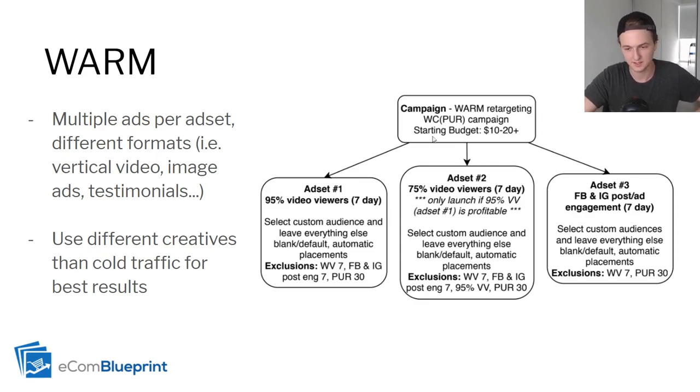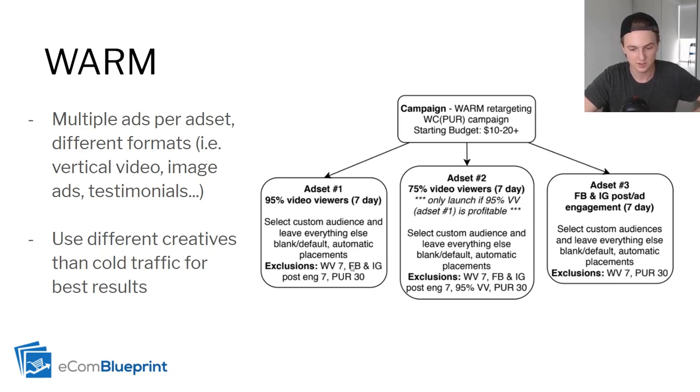Now for the ad sets inside your campaign, there are two important ad sets that you want to have, and then one more that is optional. So the first one is 95% video viewers in the last 7 days. And so you want to select the custom audience for 95% video viewers as your targeting, and leave everything else blank: the age, gender, all of that. You want to leave everything blank. Leave countries and locations blank. And then automatic placements. You just do auto placements.